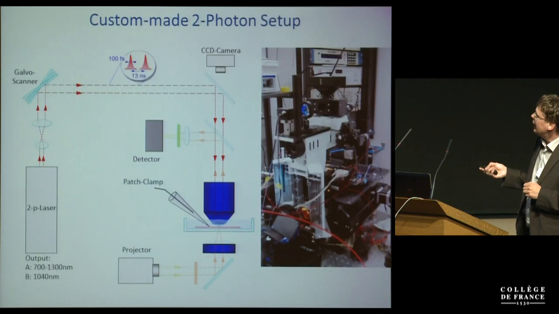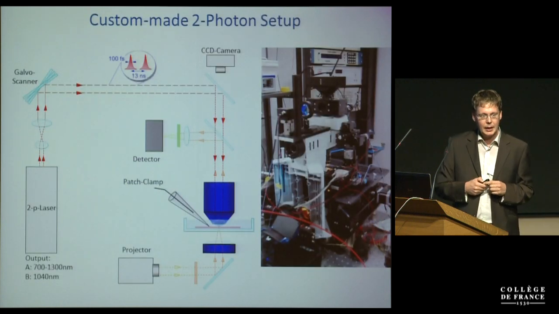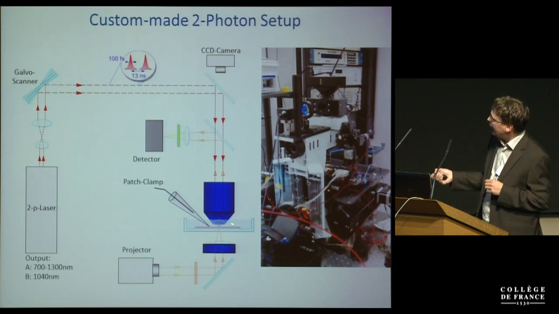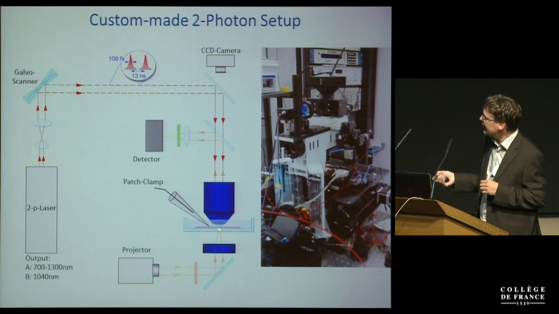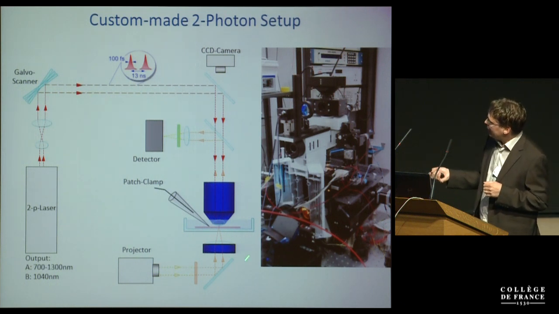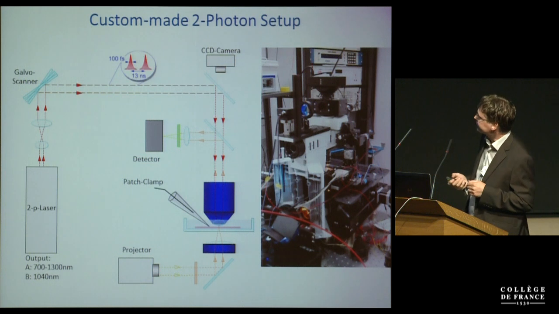So let me show you the custom-made 2-photon setup we are using in my laboratory. So what we do is we put a retinal explant here into the dish, and we can keep it alive for a couple of hours, up to 6 hours, and then we can play a light stimulus with a projector, a movie. And while we play this movie to the retina, we can do the recording with a patch clamp electrode from different cell types.